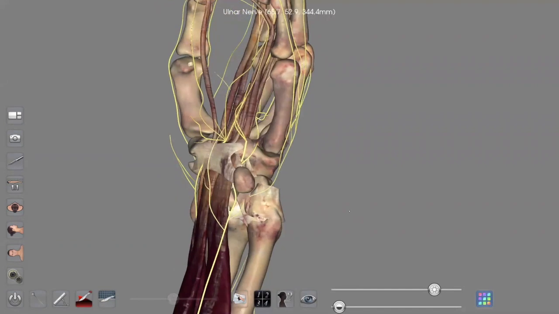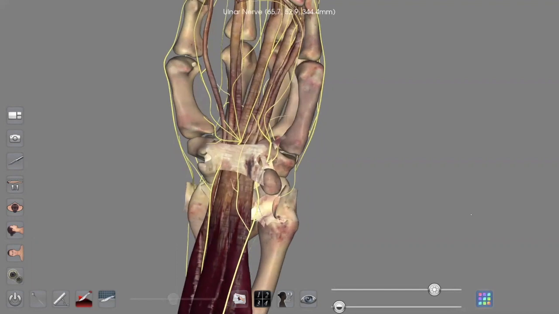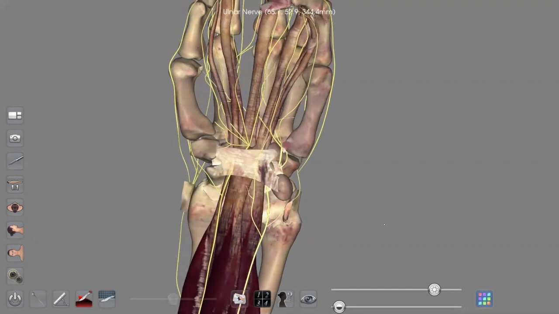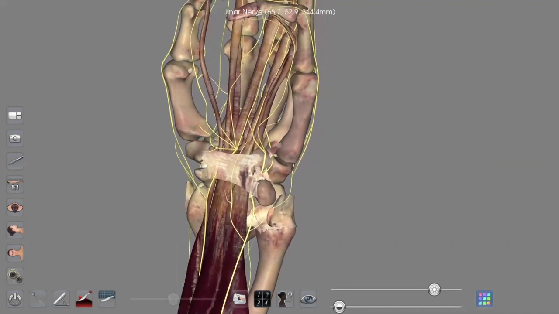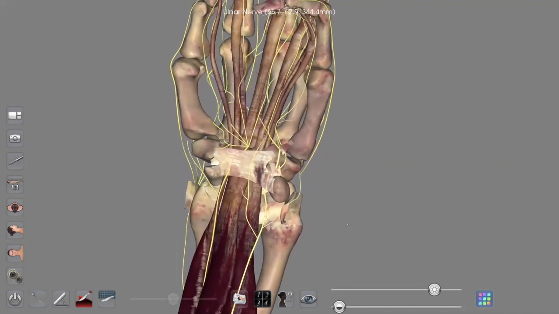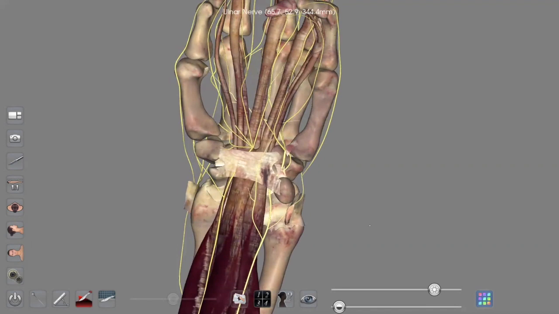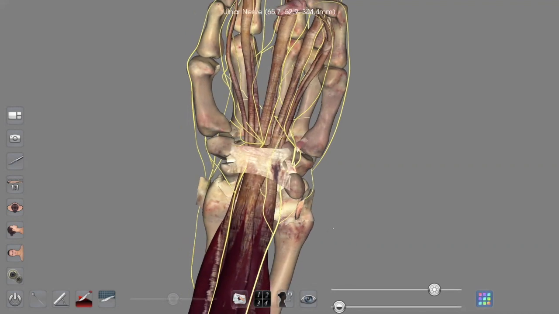This is a structure known as the tunnel of Guyon, which is by far one of my favorite anatomical structures just because it seems fun to say. This is a common site for ulnar nerve compression, especially in individuals partaking in sports such as cycling, where you're consistently putting pressure through that aspect of the hand.